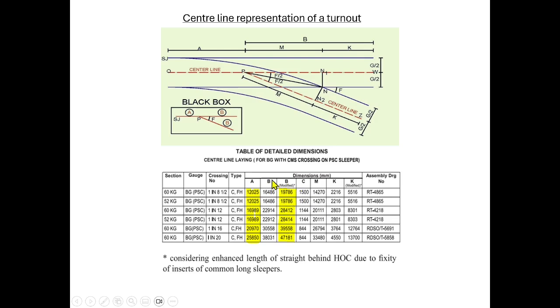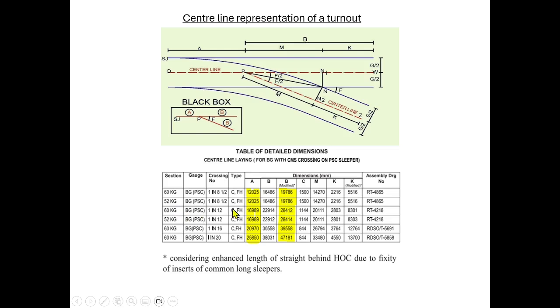Earlier we were using B. Now some additional length we are adding to the B, because after the heel of crossing we want to keep some distance straight where we are providing the common sleeper. That is why, for different angles of crossing, some length is added. That we have already discussed.